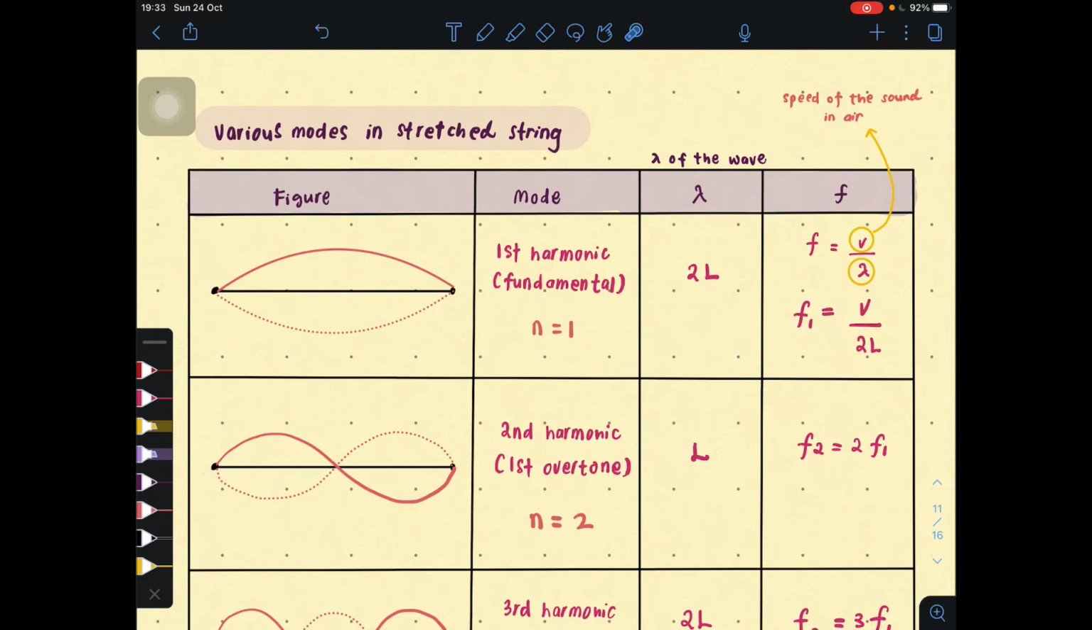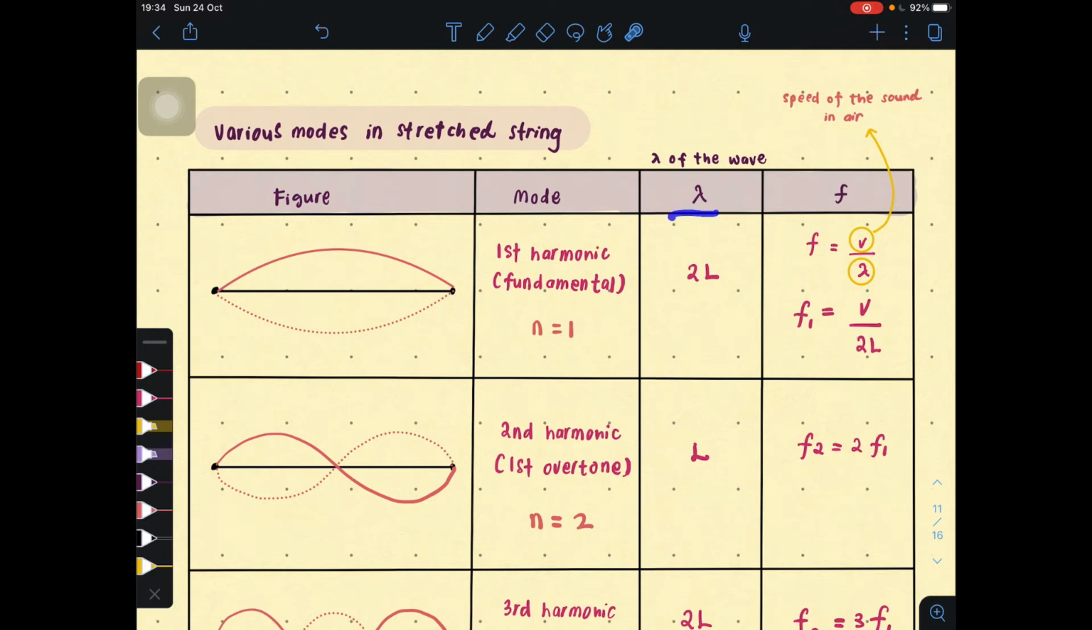So the first mode, we call it first harmonic or fundamental. Nama lain dia adalah fundamental. For first harmonic or fundamental, when we pluck the string, this is the pattern. The wave will look something like this and then they will reflect.